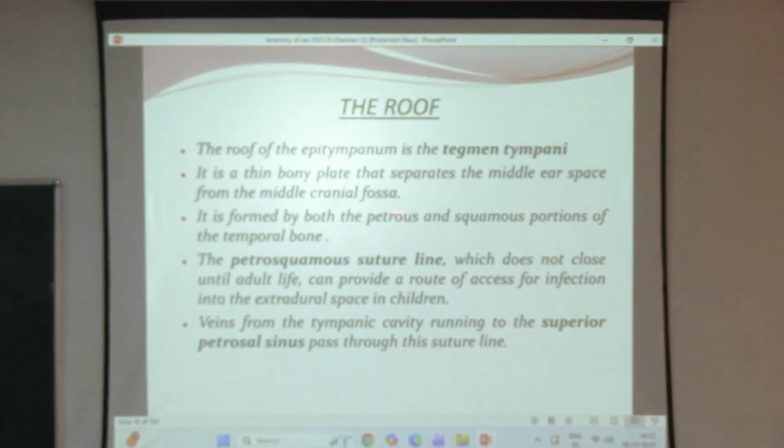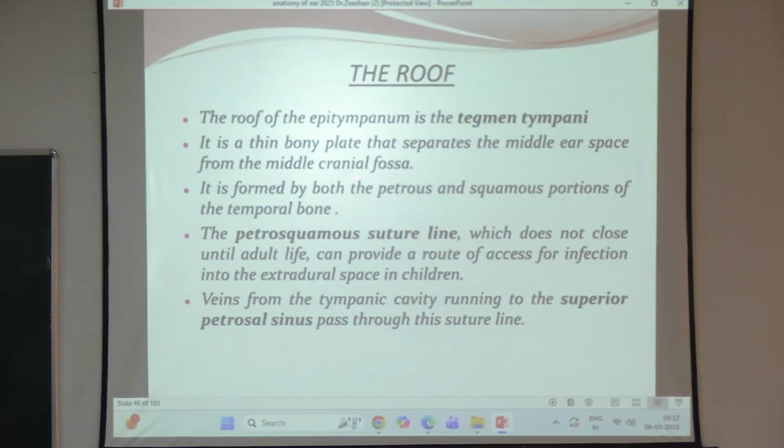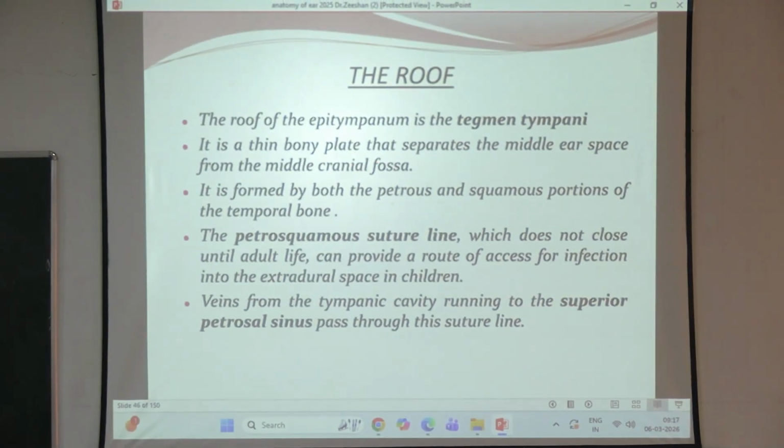So coming on to the roof. The roof of the middle ear is called the Tegmen Tympani. It is a thin bony plate that separates the middle ear space from the middle cranial fossa. Above that roof is part of the middle cranial fossa. It is formed by both the petrous and the squamous portion of the temporal bone.